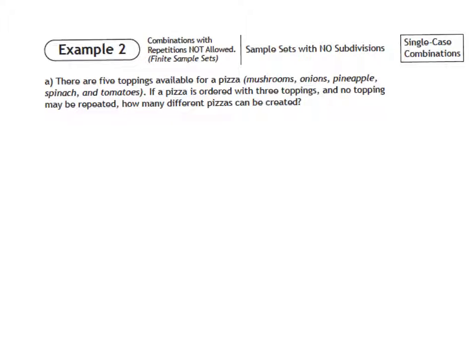Here's another situation. It says there are 5 toppings available for a pizza: mushrooms, onions, pineapple, spinach, and tomatoes. If a pizza is ordered with 3 toppings and no topping may be repeated, how many different pizzas can be created? Why is this considered a combination? Doesn't matter which order you put the stuff on in, right? Although some people might argue.